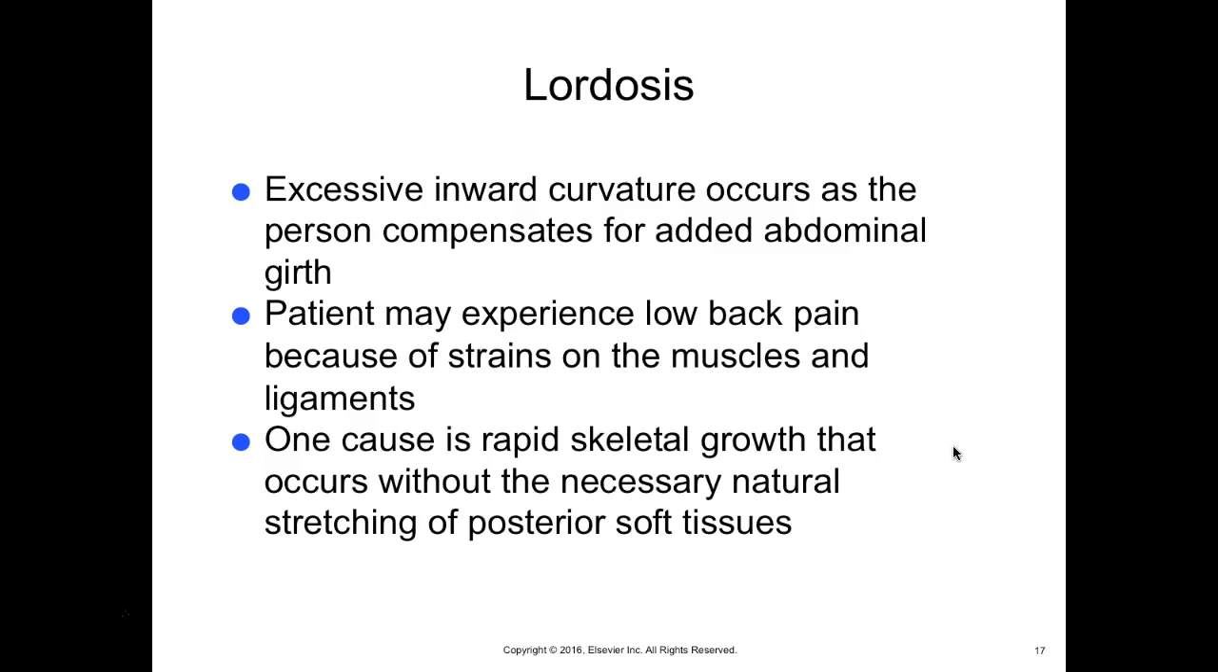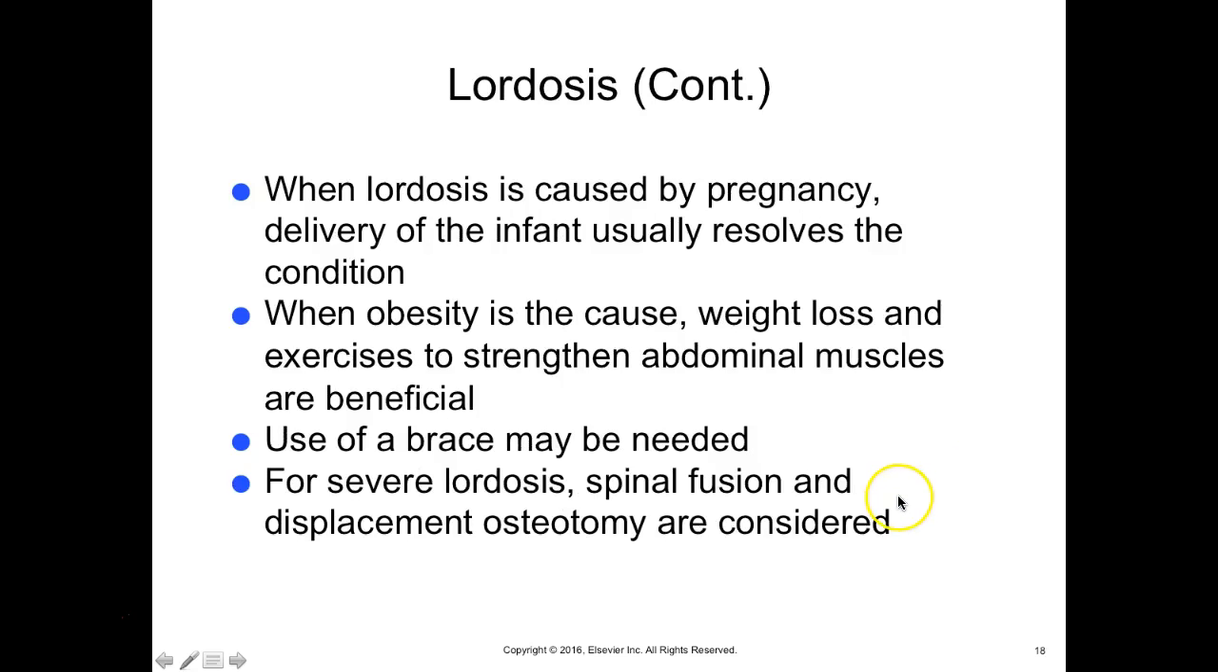One cause is rapid skeletal growth that occurs without the necessary natural stretching of posterior soft tissues as well. But generally, we're going to see lordosis in people who are overweight or pregnant women. So when it's caused by pregnancy, delivery of the infant usually resolves the condition. When it's caused by obesity, then weight loss and exercises to strengthen the abdominal muscles are beneficial. Back braces can also be used. For severe lordosis, spinal fusion and displacement osteotomy are considered as well.